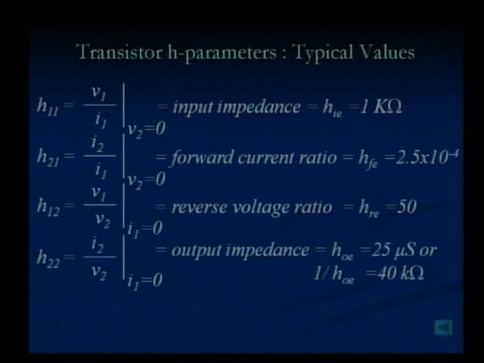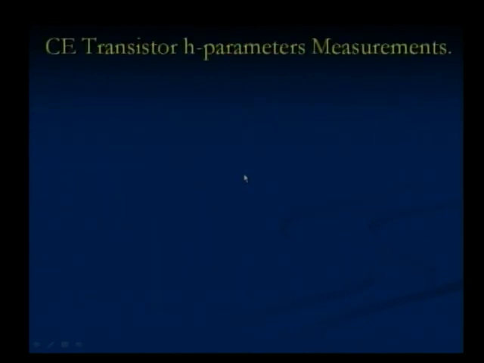And the output impedance, it is of the order of kilo ohm. If we think in terms of admittance HOE, that is the microsiemens, 25 microsiemens, and in terms of resistance 1 upon HOE, that turns out to be 40 kilo ohms. So these are the typical values of the transistor H parameters generally used in the laboratories.